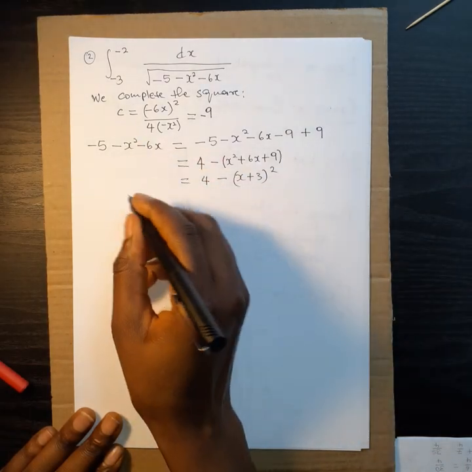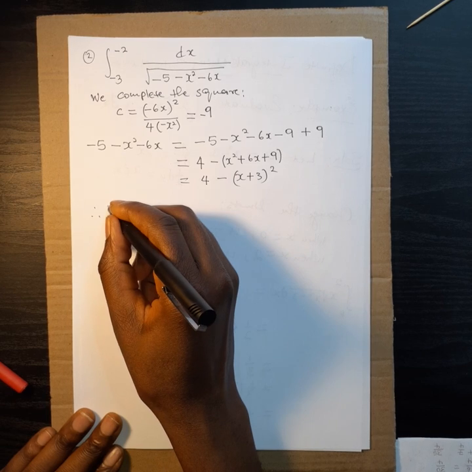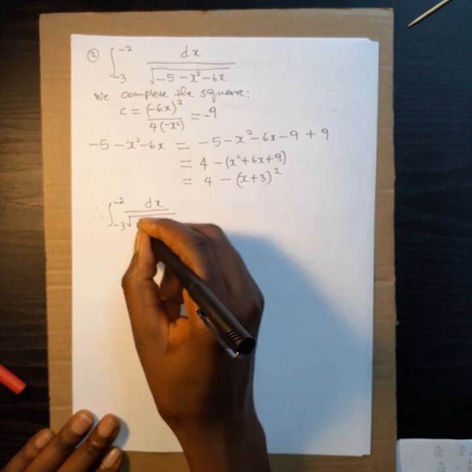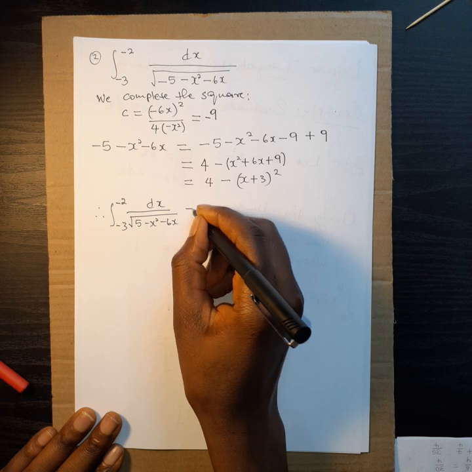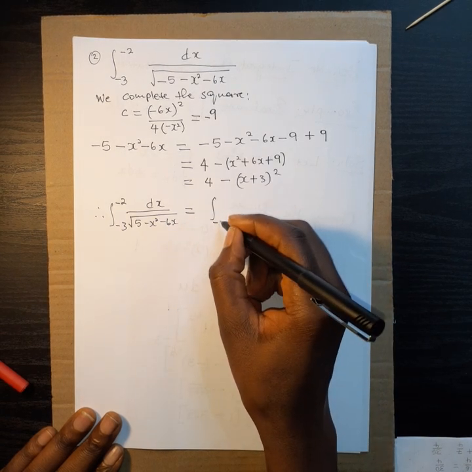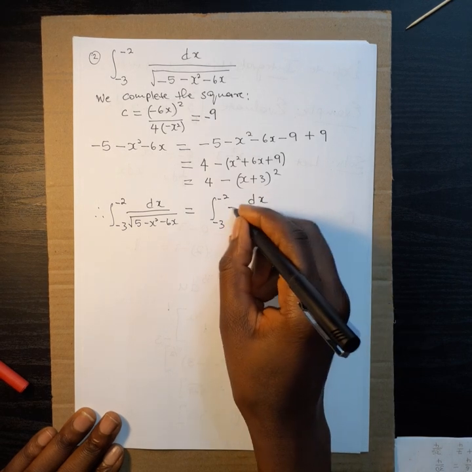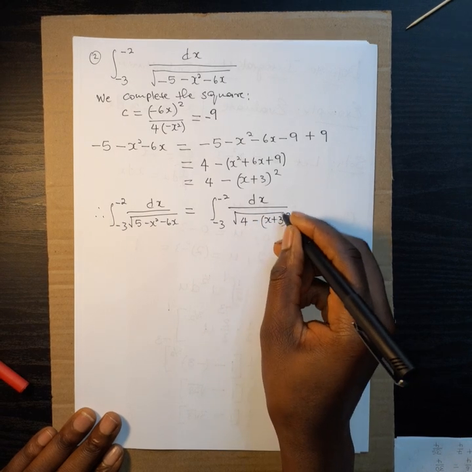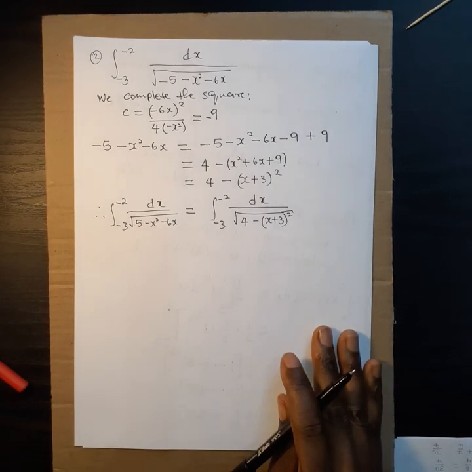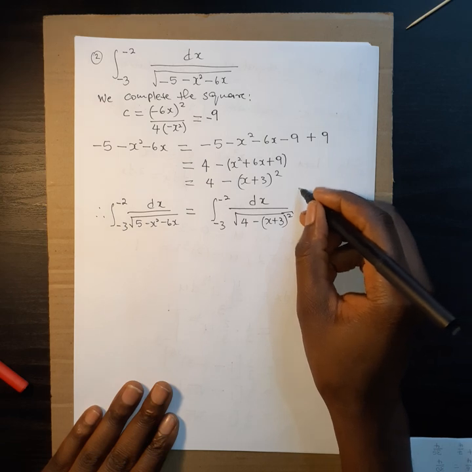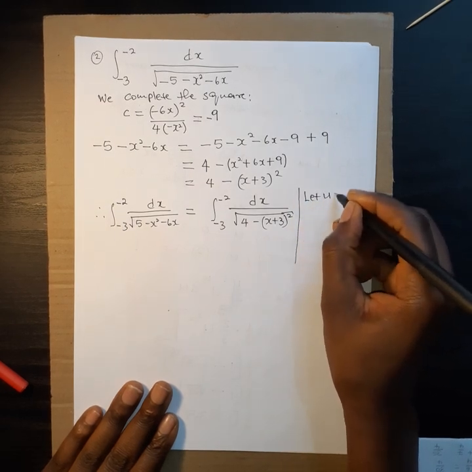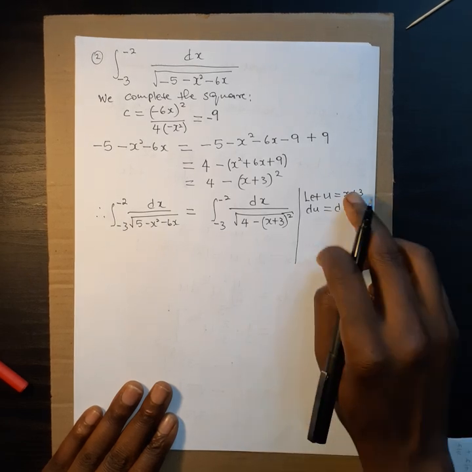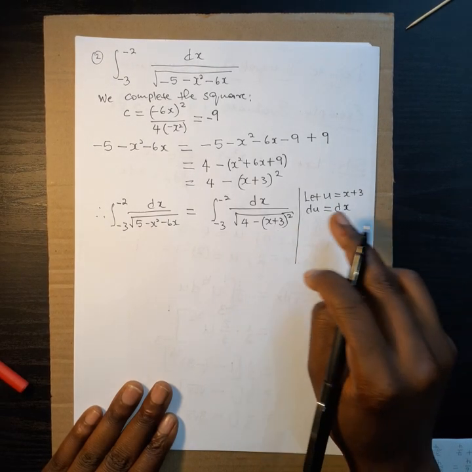So this is telling us that what we started off with, the integral from minus 3 to minus 2 of dx over the square root of 5 minus x squared minus 6x is the same thing as the integral from minus 3 to minus 2 of dx over the square root of 4 minus x plus 3 all squared, like that. Now, if you want, maybe I can do it that way, but it's not really necessary. We can say let u be equal to x plus 3. So if we do that, du will be equal to dx. And then since we want to write everything in terms of u here, we must change the limits.